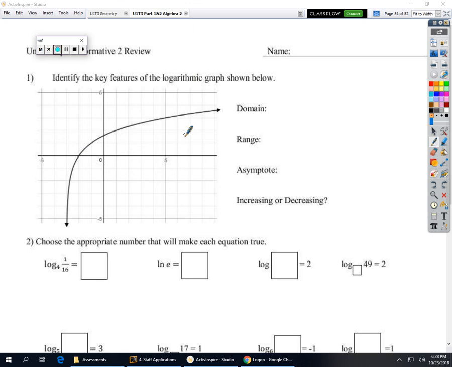Hey, going over the review for the second formative here. So this one's actually pretty short. It's all logarithmy. Right, so take a look here. I know in your paper it is hard to see. Identify the key features of this logarithmic graph shown below.